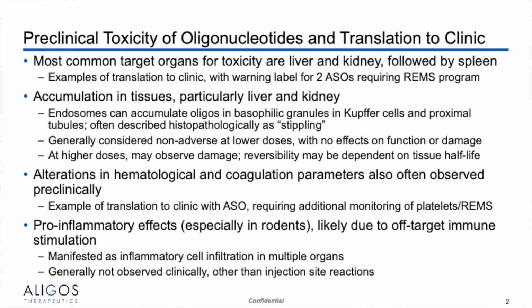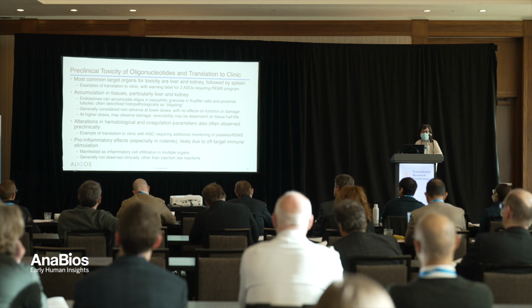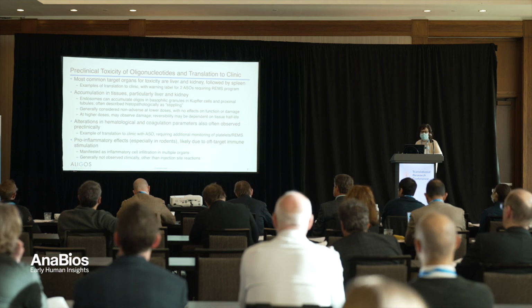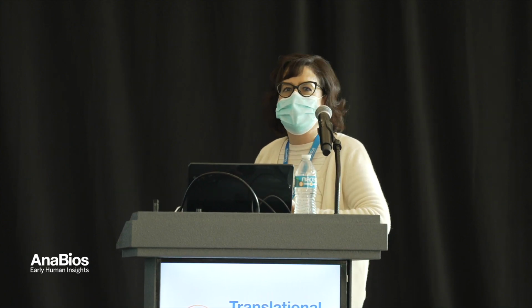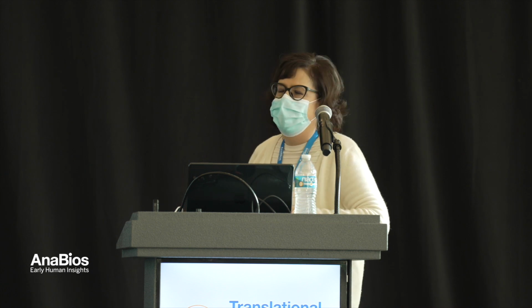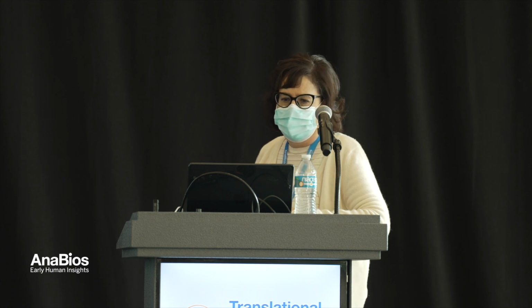in the liver and kidney. The endosomes can actually accumulate these oligos, and they have these basophilic granules in the Kupffer cells in the liver and in proximal tubules, and this is known as a stippling effect. This is generally considered non-adverse. It's just related to the oligo uptake and processing, and doesn't have any effects on function or damage. But of course, as you start pumping more and more of these oligos in, they can certainly have long-term effects.